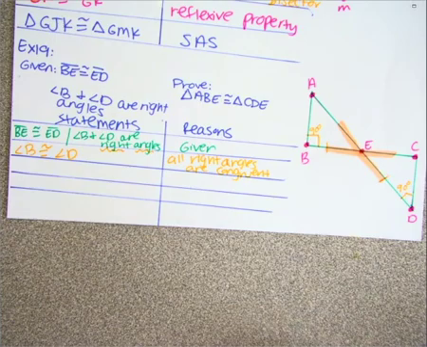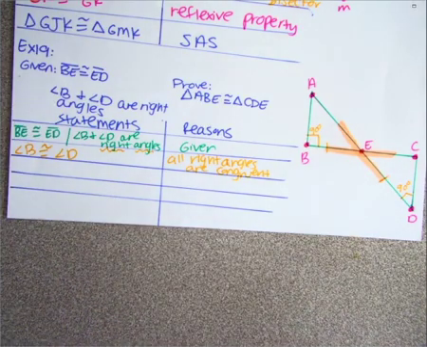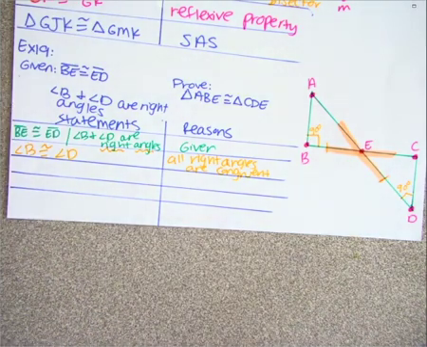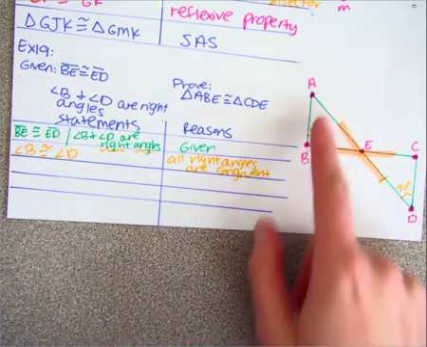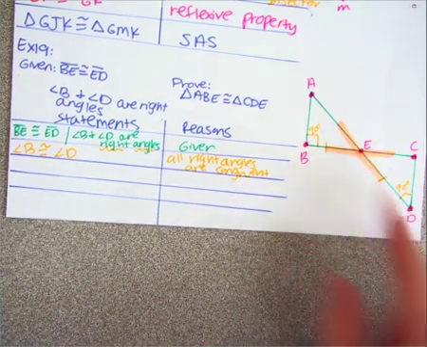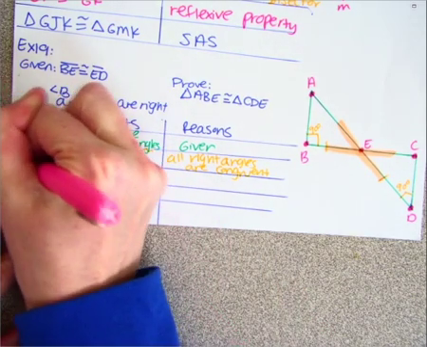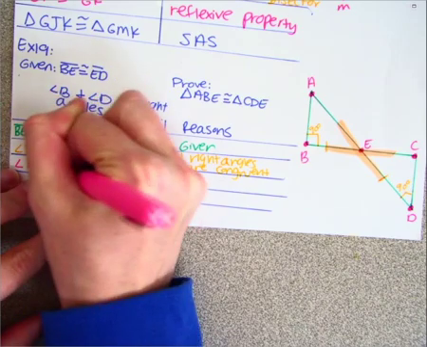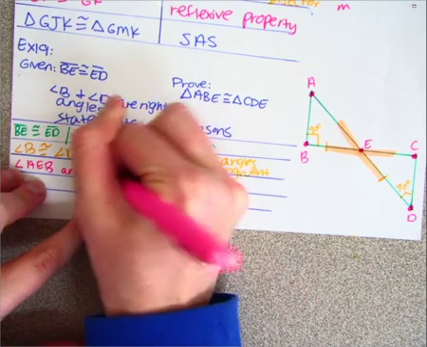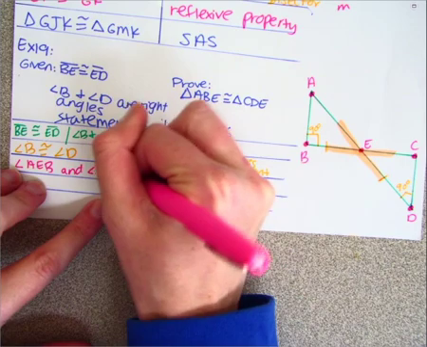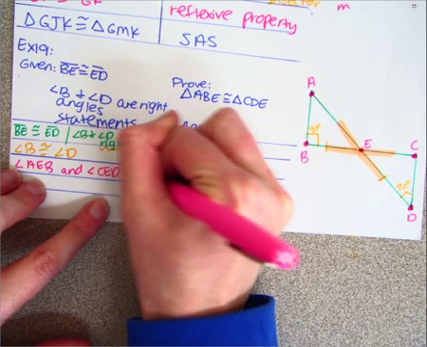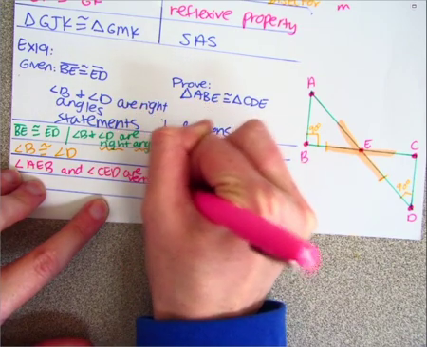Whoa! Do you guys see the X? All right, so if you spot the X, you have found some vertical angles. So guess what? Angle AEB and angle CED are vertical angles. So I'm just going to declare that they're vertical angles first. Okay, so I'm going to say angle AEB and angle CED are vertical angles. I'm out of space. Sorry, guys.